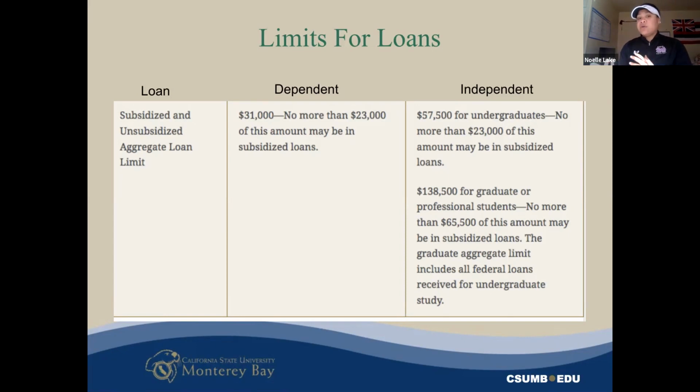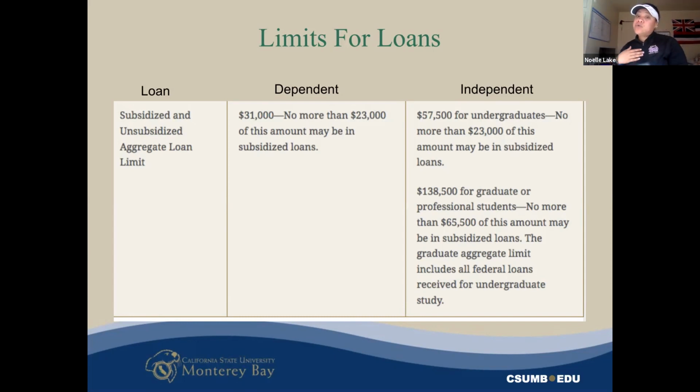Like I said, there are limits for loans. As a dependent student, you have a total lifetime limit of $31,000. What I mentioned as no more than $23,000 is for your subsidized loan. Remember, with subsidized loans, you do not have to pay interest. If you're an independent student, obviously it's a little bit more, with a total lifetime eligibility for student loans of $57,500. But luckily, you'll still have the same maximum of $23,000 in your subsidized loan.